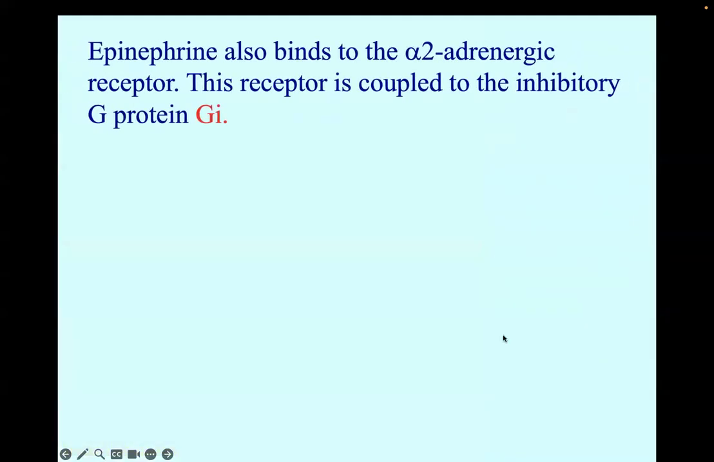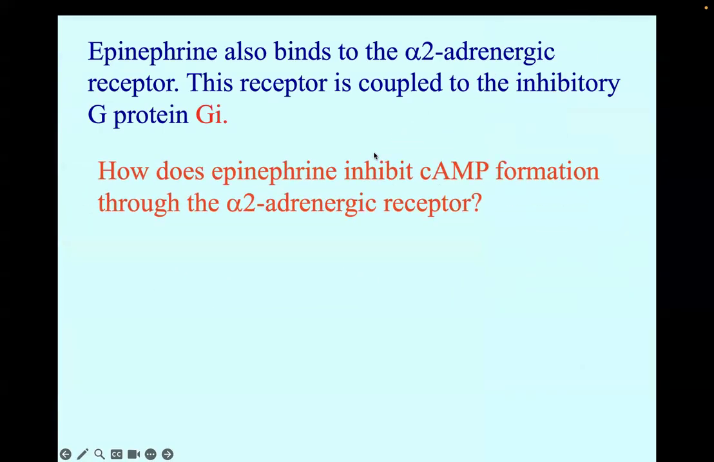So now we take a look at something like, how about the alpha 2 adrenergic receptor? This is still epinephrine. It is still the same hormone. But now it is doing something with GI. See, the G proteins are also modular. So, how does that happen?